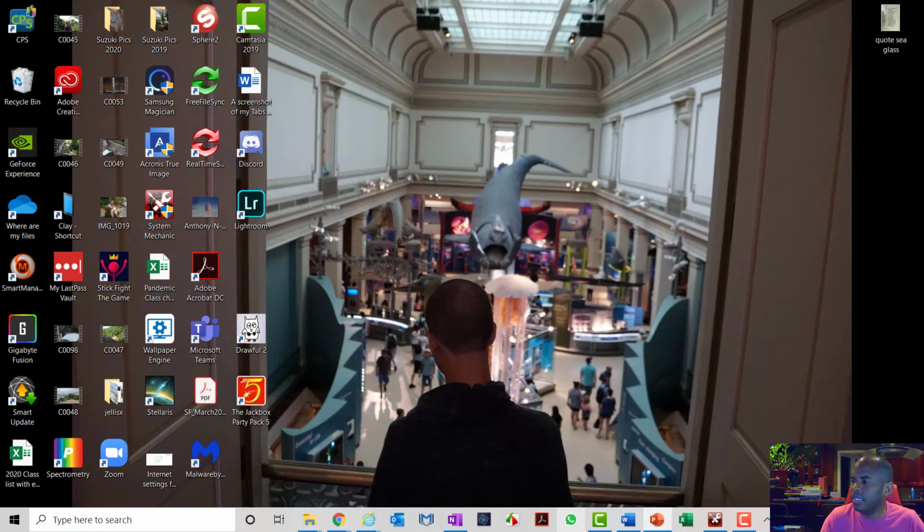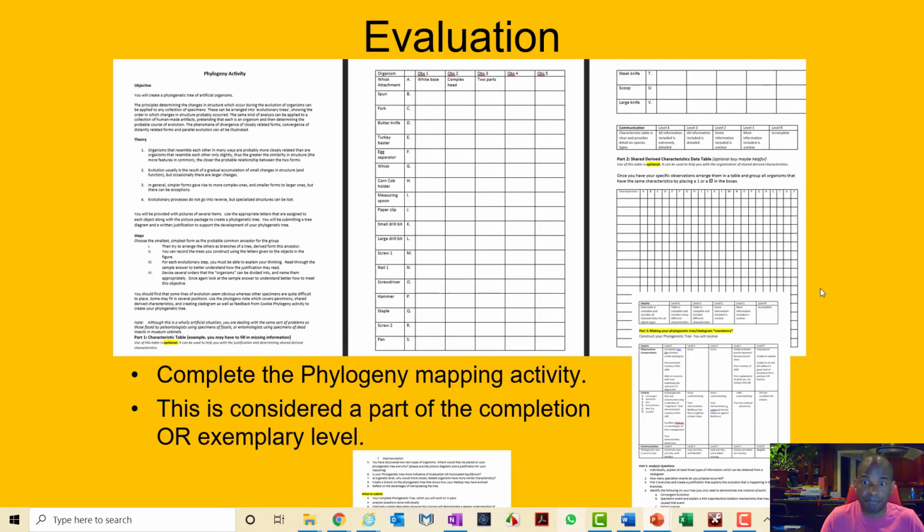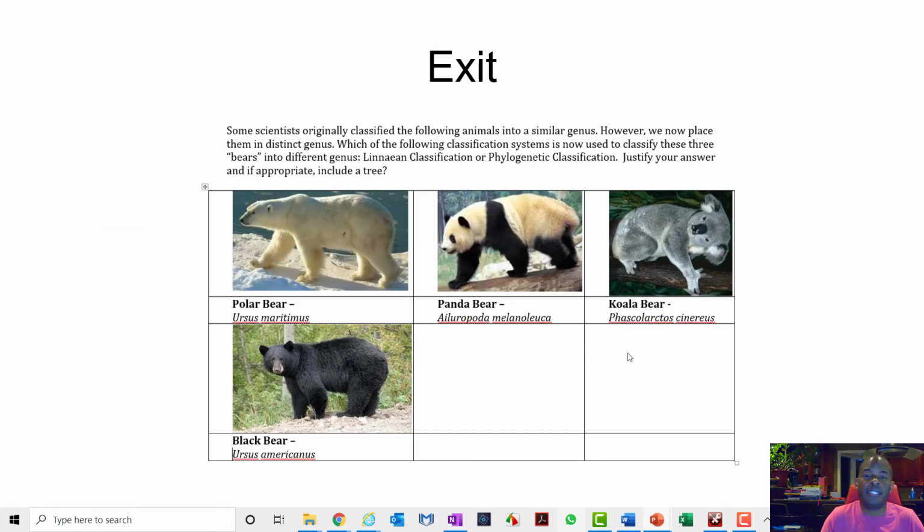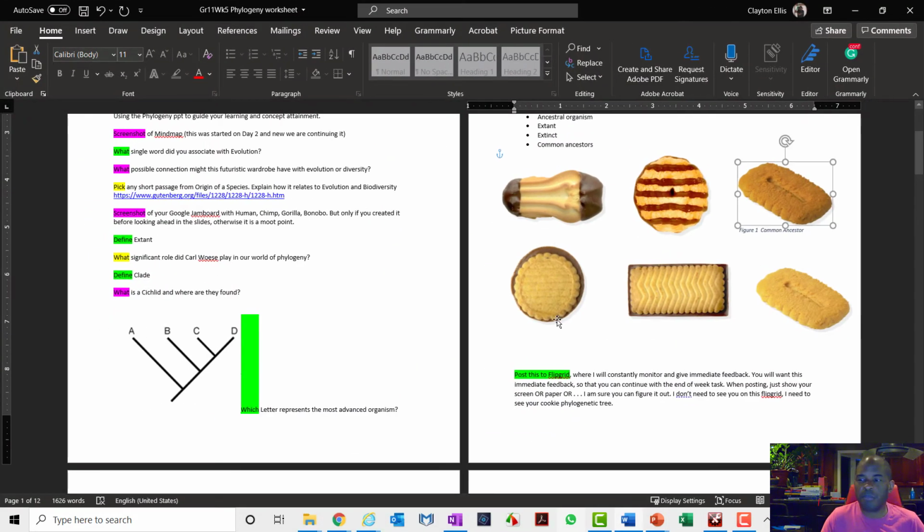So the phylogeny activity, I've put it into the PowerPoint so you can see. It's a mapping activity. So once you've made it to this spot, you'll notice at the end of the Nearpod, there's an exit. It tells you what you should have learned, and there's an exit. This is the kind of question, if we were doing a test situation, this would be on the test. I'd ask you a question like this on the test. So that brings us to the end here.